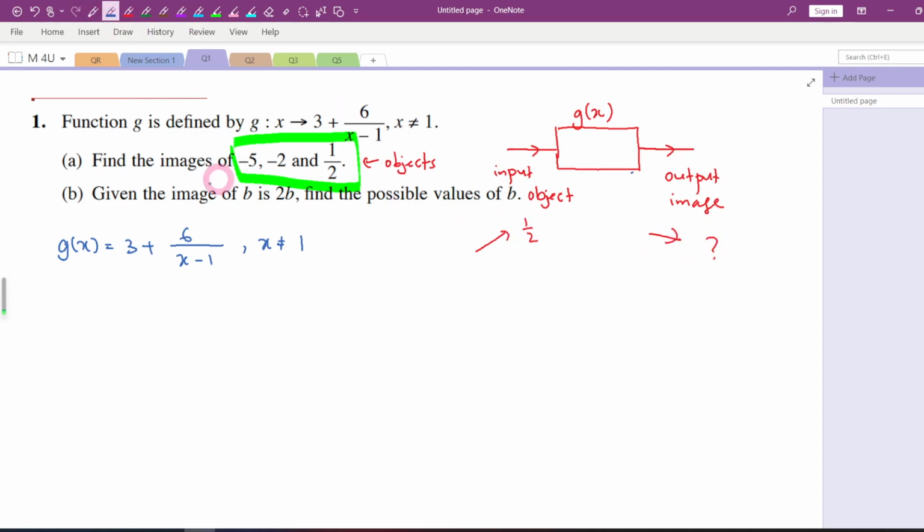So how do we get the image? It's actually very simple. When x is equal to 1 over 2, I'm going to change all the x here become 1 over 2. g of 1 over 2. When x is equal to 1 over 2, that's why I change this become 1 over 2. This, I have to change it to 1 over 2 also.